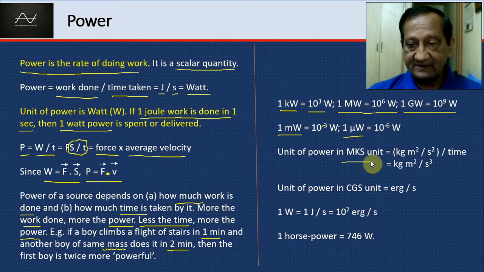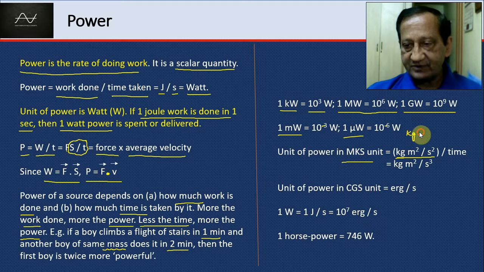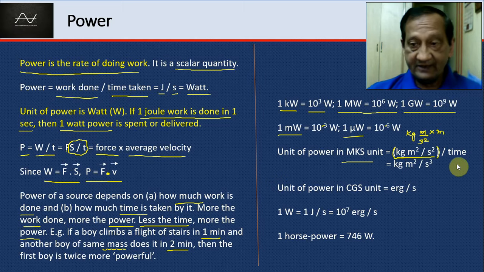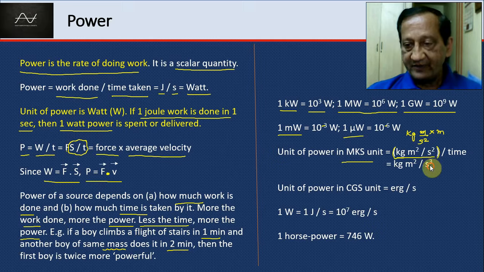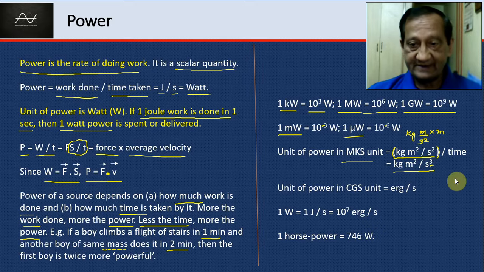In MKS, power is energy by time, so energy is work or force into distance. Force itself is mass times acceleration. So kilogram meter per second squared, that is force. And you multiply that by the distance. Distance is in meters. So kg meter squared per second squared, that much is energy divided by time. So we have S cubed in the denominator for this S. This S is not displacement, it is seconds.